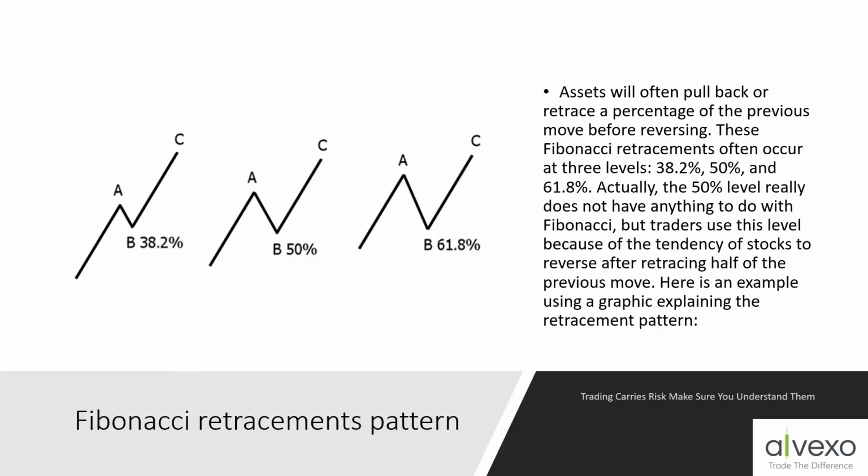Actually, the 50% level really does not have anything to do with Fibonacci, but traders use this level because of the tendency of stocks to retrace or reverse after retracing half of the previous move. So in other words, when we see a price movement, especially when price is moving in trends, we would expect price to be moving up, and then it will ease back down, and it can ease down 38.2% of, or to the 50% level of this previous move, or 61.8% of this previous move.